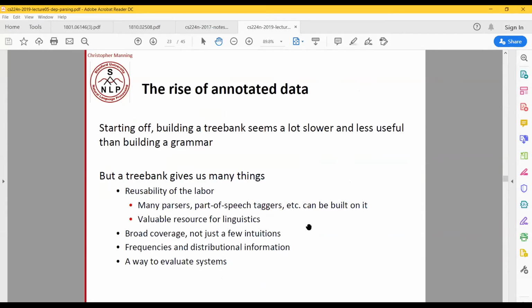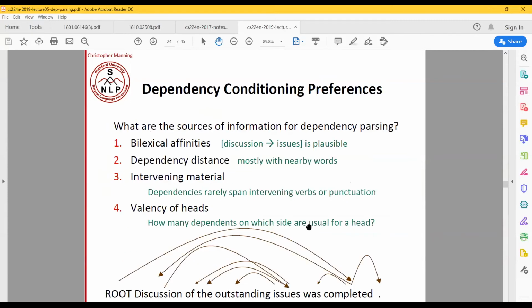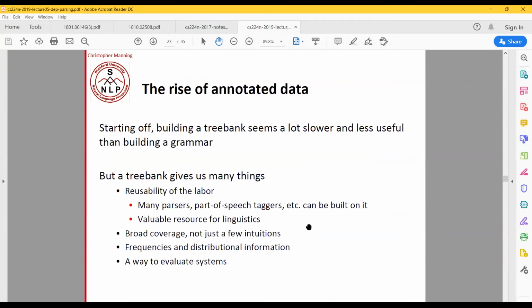Building a treebank. Not sure what a treebank is. Somebody know what a treebank is? I think a treebank is just a collection of all those graphs you just showed. Okay, so set up a repository of those things.